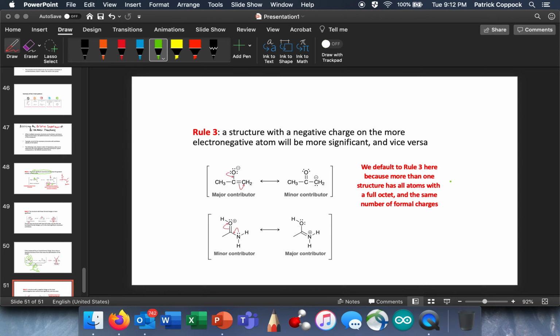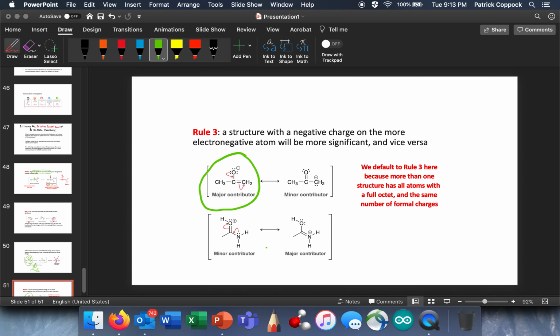Now, rule number 3 is that a structure with a negative charge on the more electronegative atom will be more significant, which is what I just alluded to, all right? So, and that's what we just said. I got a little ahead of myself there. You can see that this is going to be the major contributor, which is what I was saying on the previous slide, and this will be the minor, okay?